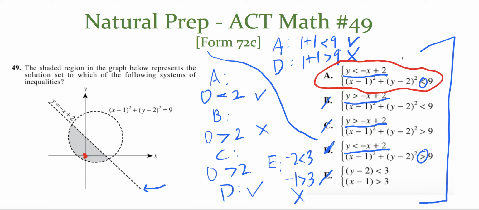And we didn't have to think about the inequality sign too much because we were able to just plug in 0, 0. By getting in the habit of plugging in numbers that are easy, we were able to get the answer. And so we go with A here.